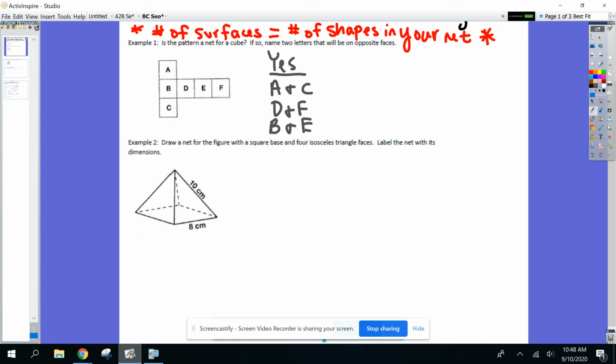It has 5. 5, thank you. So when you guys are drawing your net, you should have 5 shapes. So go ahead, I'll give you a minute to do so if you haven't done so already.